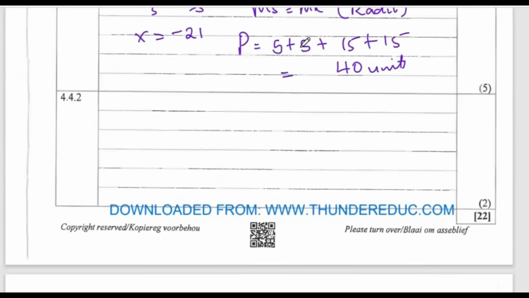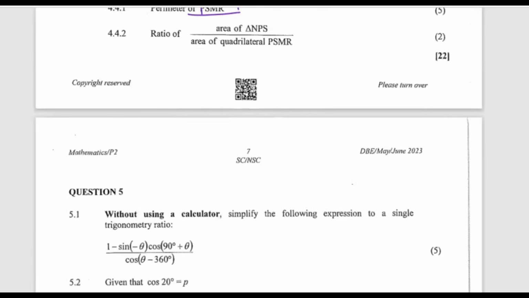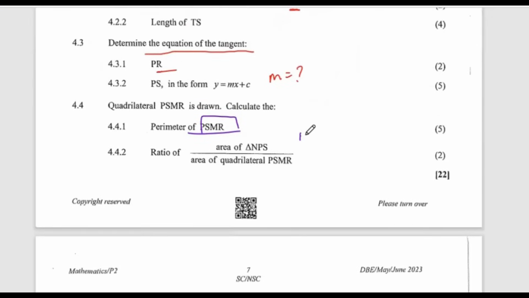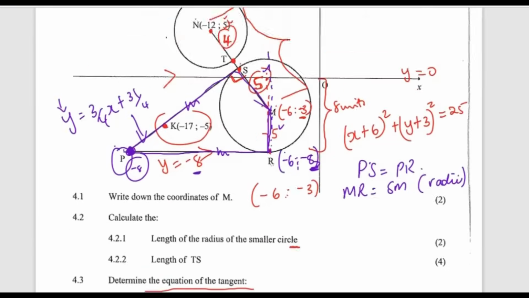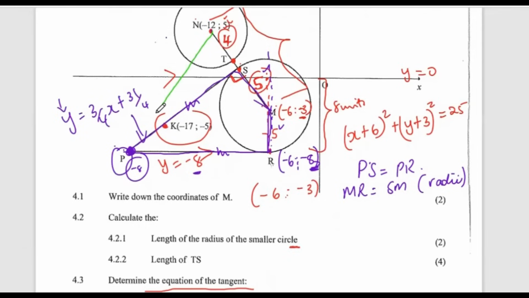Then 4.2, we want us to get the ratio. We can get the area of NPS over the area of the entire quadrilateral. NPS. So if we draw something for this area here. But one thing we know, this was a 90, no? The tangent meets the radius, so even this must be a 90. So that's the right angle triangle.